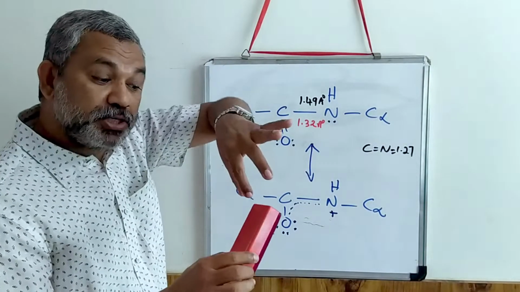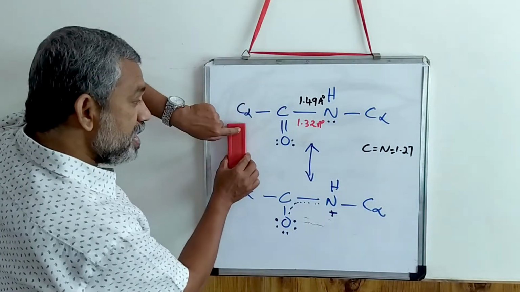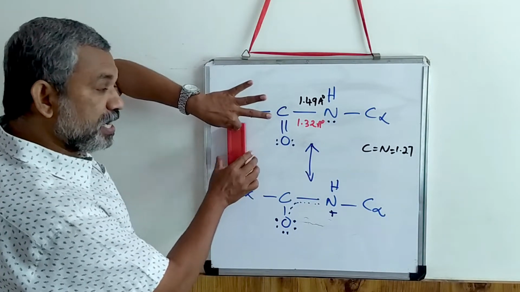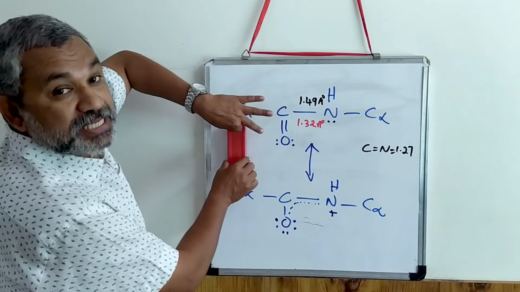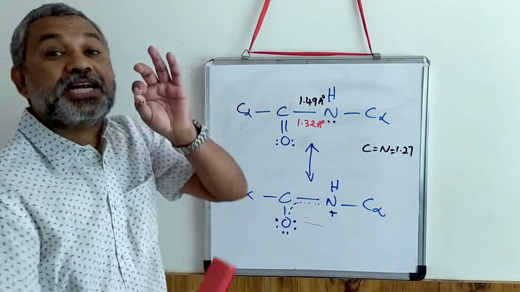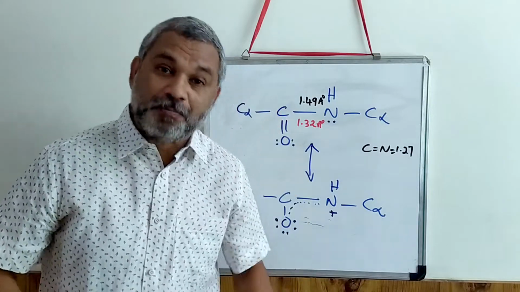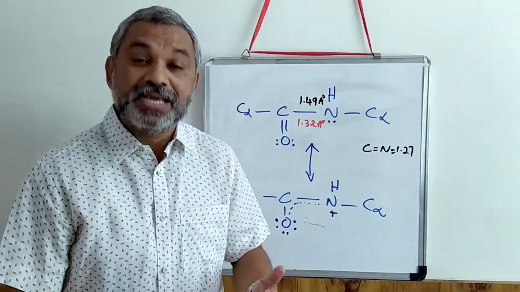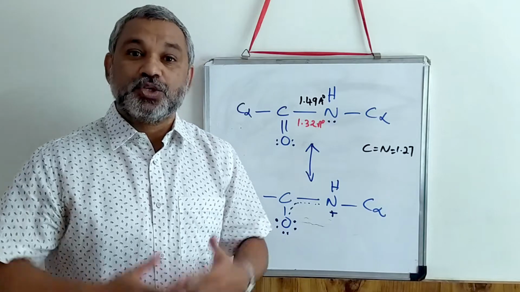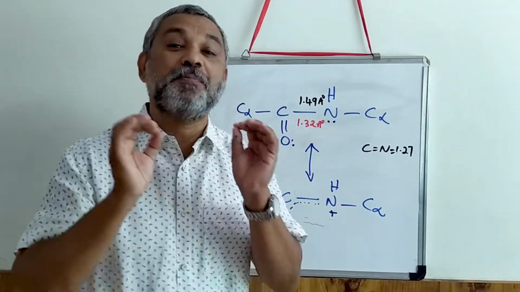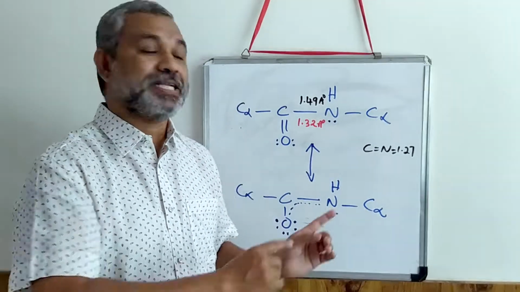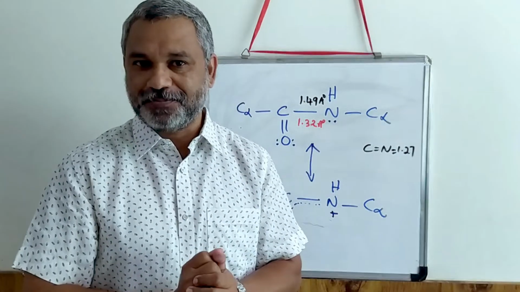What if we put two nails here? One nail here and the second nail. So there are two nails. You know that when there are two nails put on this duster, the movement is stopped. There cannot be a movement. So there will be limited mobility because of this partial double bond characteristic of the peptide bond.